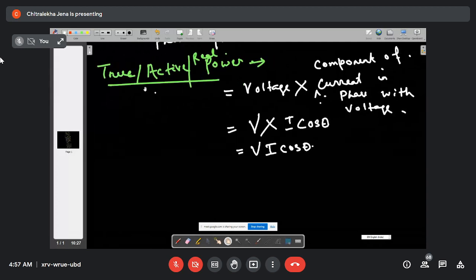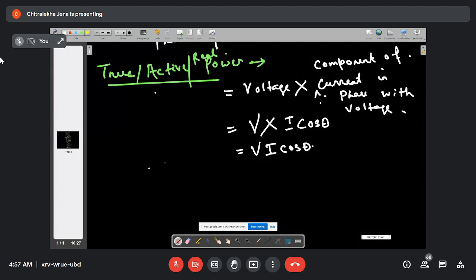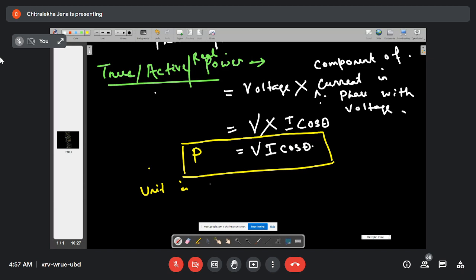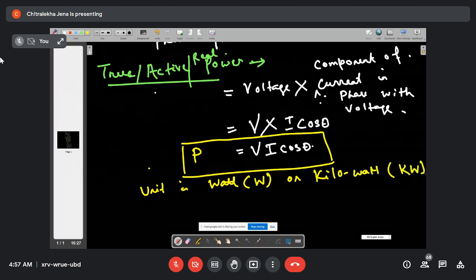True, active or real power formula is VI cos theta. So P is equal to VI cos theta, and the unit is watt, denoted by capital W, or kilowatt, denoted by capital kW.